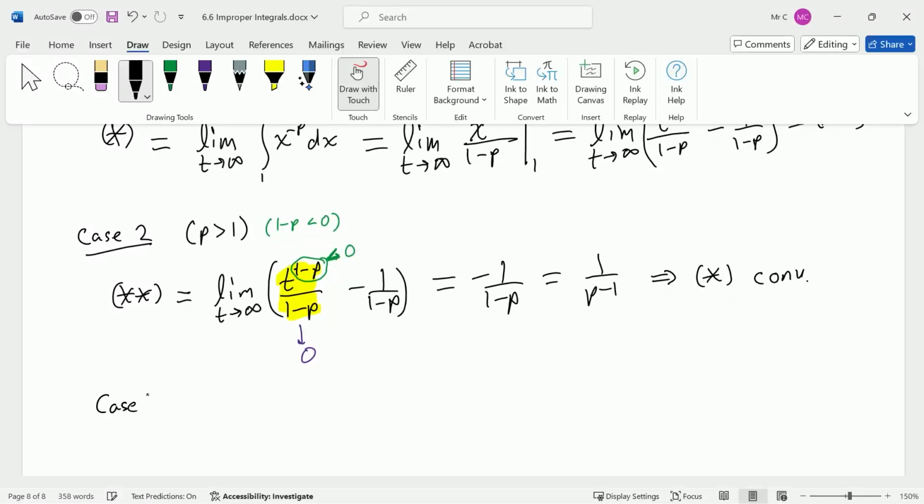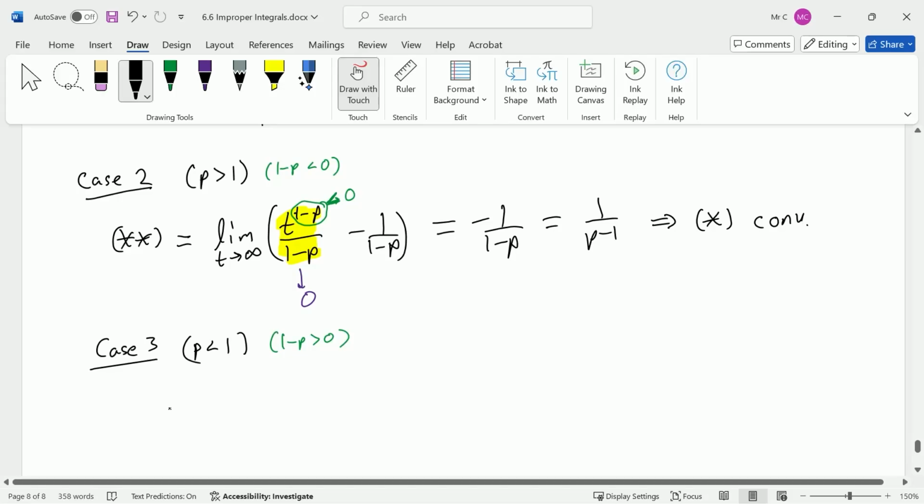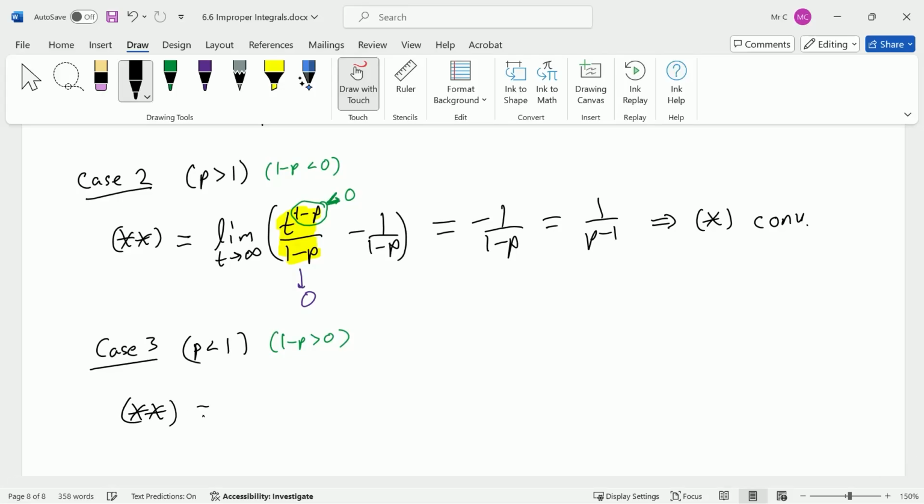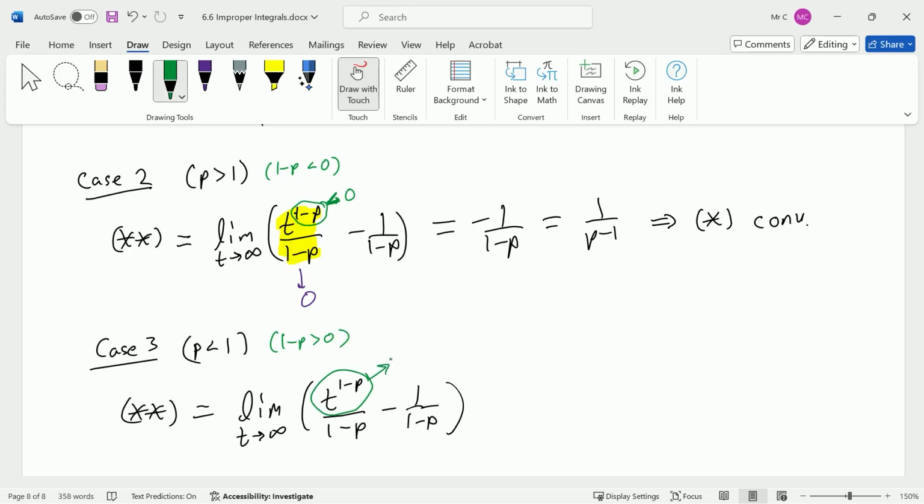Now for case 3, that's when p is less than 1. And if p is less than 1, that means 1 minus p is positive. And if 1 minus p is positive, this whole expression goes to infinity, and that implies that the integral diverges.